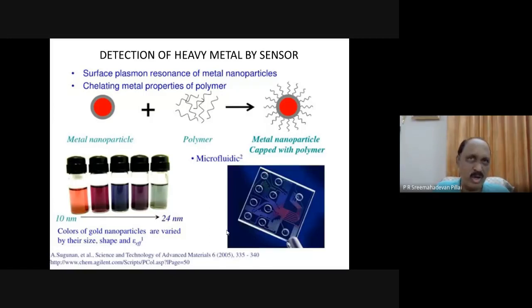Metal nanoparticles are mostly solid, except mercury. Mercury is a liquid metal. Polymers can be mostly in liquid form or in a microfluidic stage. Microfluid means its particles are in micro or nano condition. They combine together to give a metal nanoparticle capped with polymer. This capped polymer is used for heavy metal detection in certain industries. Most heavy metals are the heaviest poisons. For example, the heaviest metal is mercury. You must be knowing it's highly polluting and highly poisonous also. So the tolerance level of mercury in human beings and other organisms is very low.